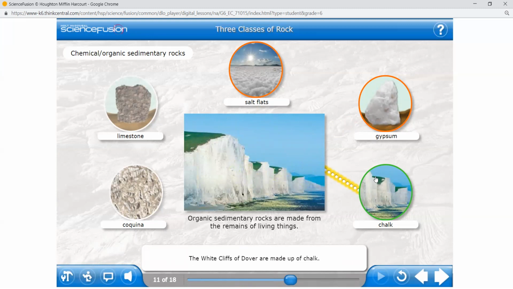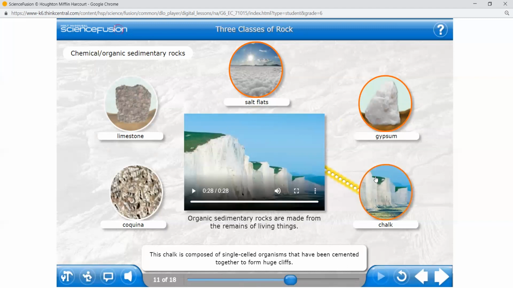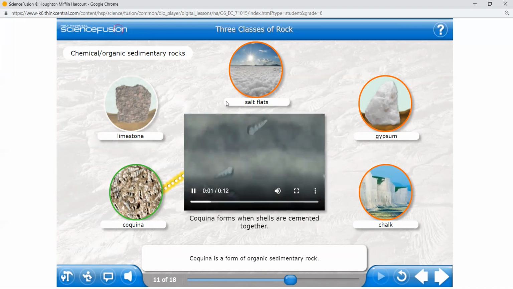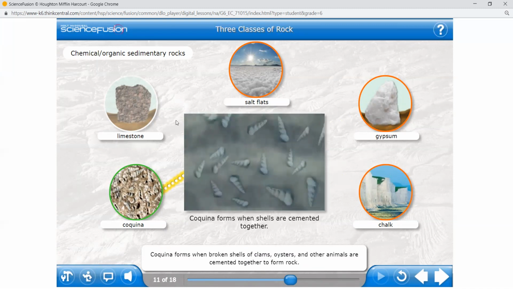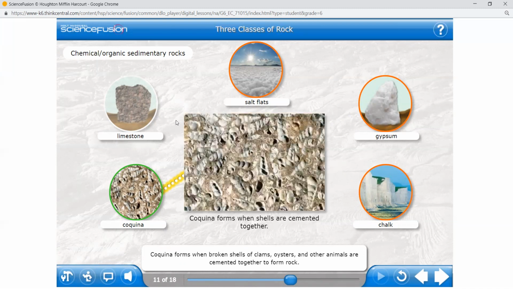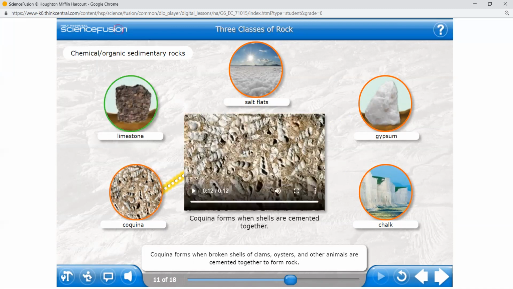The White Cliffs of Dover are made up of chalk. This chalk is composed of single-celled organisms that have been cemented together to form huge cliffs. Coquina is a form of organic sedimentary rock. Coquina forms when broken shells of clams, oysters, and other animals are cemented together to form rock. So these are the dead shells which are found on the beach.